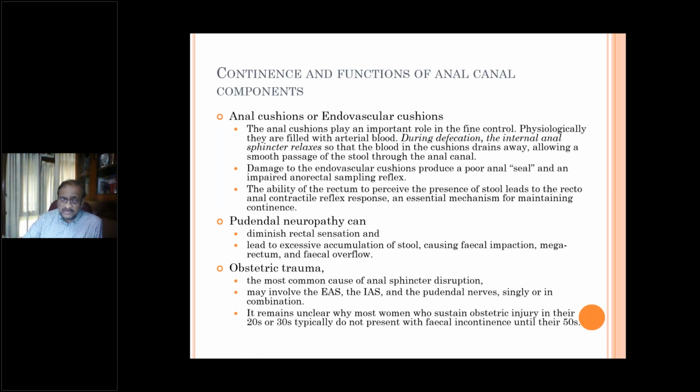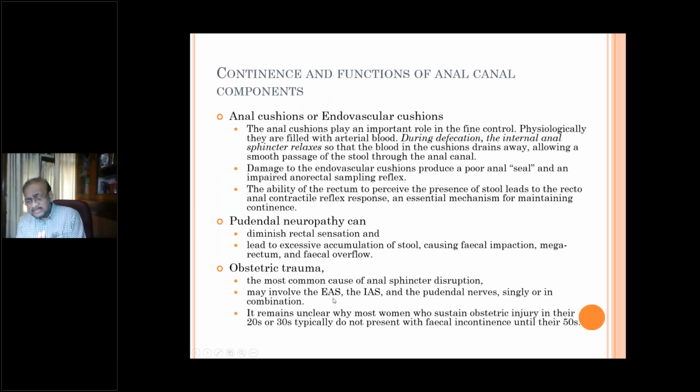even commoner than the fistula in anal operation, where you tend to damage the muscle. This is the most common cause of anal sphincter disruption. It may involve both. Why? Because you're doing episiotomy, you did a very over exuberant episiotomy, you damage both the external and the internal anal sphincter and the pudendal nerves, a single organ combination.